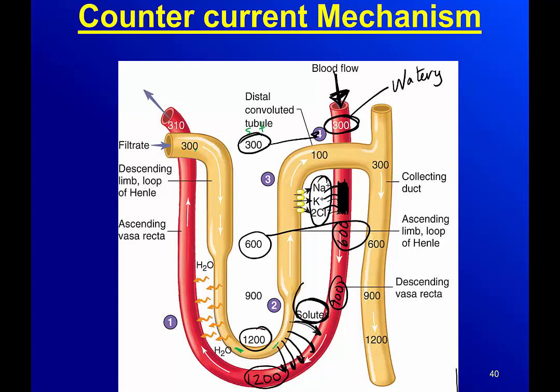So this salt that I'm getting rid of here and here doesn't stay there. The blood vessel is picking it up. This basically ensures that this stays at 1200, this stays at 900, this stays at 600, because although I'm getting rid of those things from my loop of Henle, the minute that I get rid of them, this blood vessel is picking it up and carting it off.